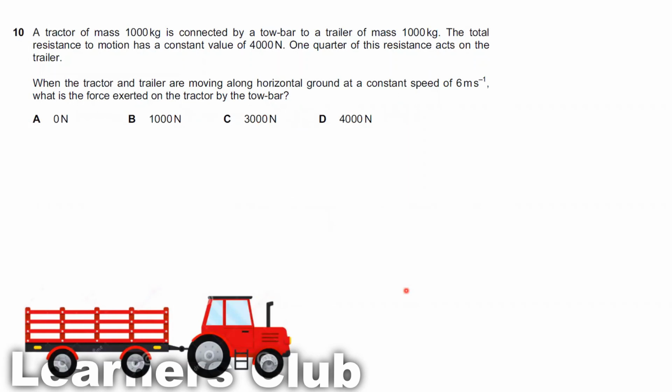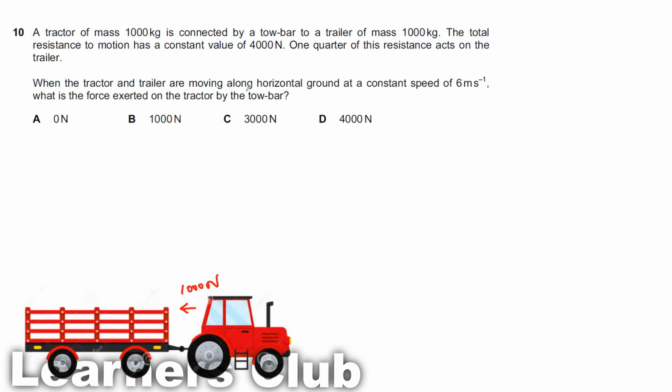Question 10. A tractor of mass 1000 kg is connected by a tow bar to a trailer of mass 1000 kg. So tractor is 1000 kg connected by a tow bar to a trailer which is also 1000 kg. The total resistance to motion has a constant value of 4000 Newton. So the resistive force is 4000 Newton. 1/4 of the resistance acts on the trailer. So 1/4 of 4000 is 1000. So 1000 Newton of resistive force acts on the trailer.